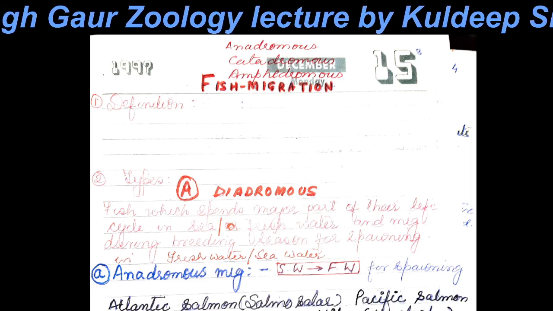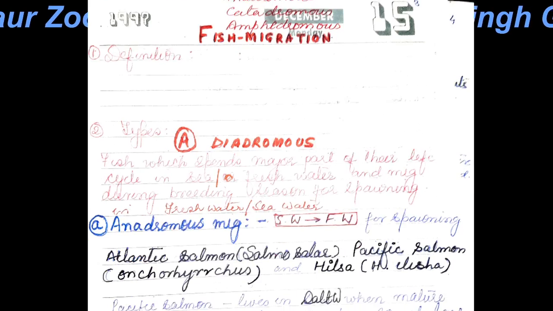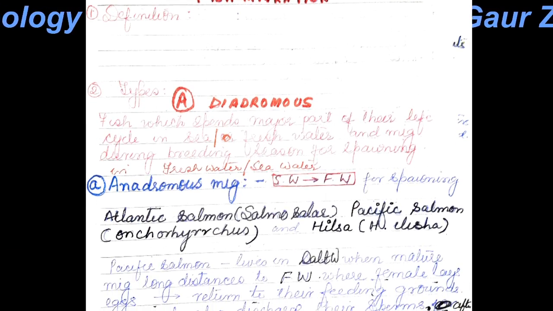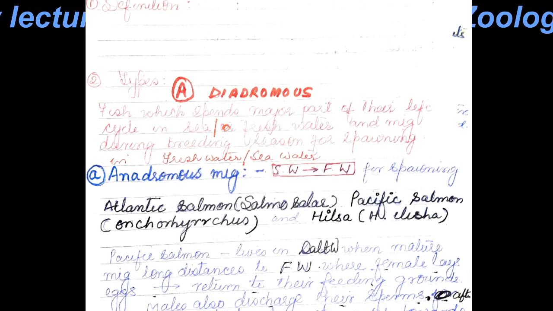Again, the diadromous type of fish migration is divided into anadromous type of migration. In anadromous type of migration, the fishes majorly live in salt water, but they move to the fresh water for spawning. Such a migration is exemplified by Atlantic salmon, Salmo salar, Pacific salmon, Oncorhynchus, and Hilsa.